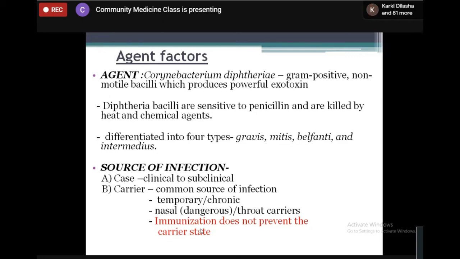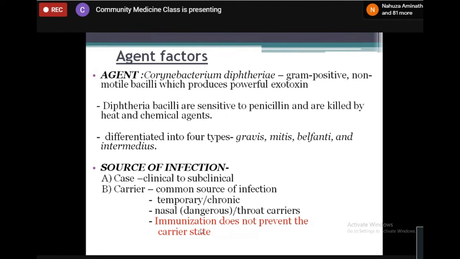And what is the source of infection? We human beings are the source of infection, and in human beings it could be a case or a carrier. A case means a person who gets active infection and develops signs and symptoms. So those are clinical cases. And some infections remain asymptomatic without developing any significant signs and symptoms, so they are known as subclinical type. And carrier state: carriers harbor the bacteria but are asymptomatic, yet they have the capacity to transmit the infection to others.